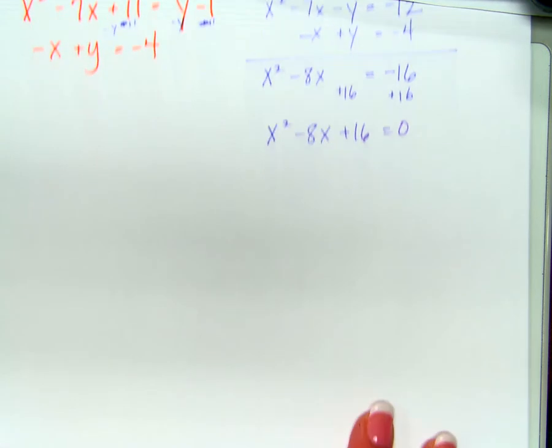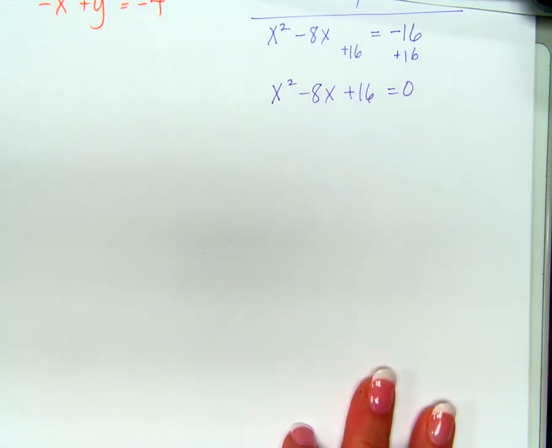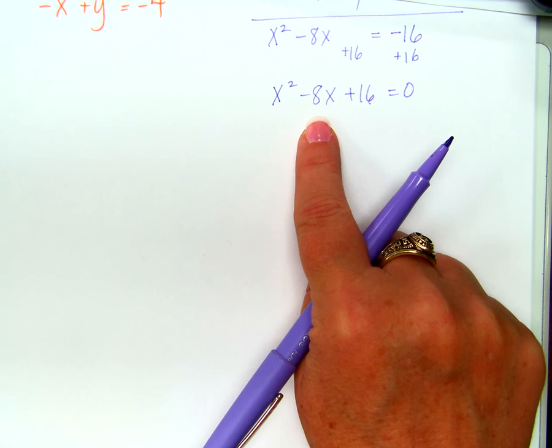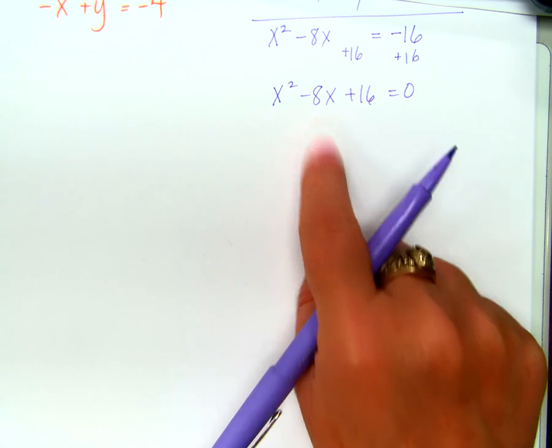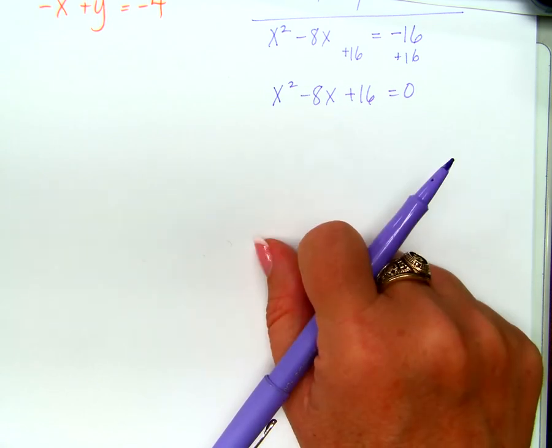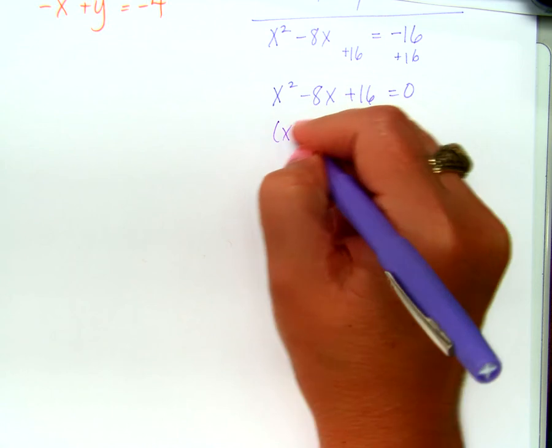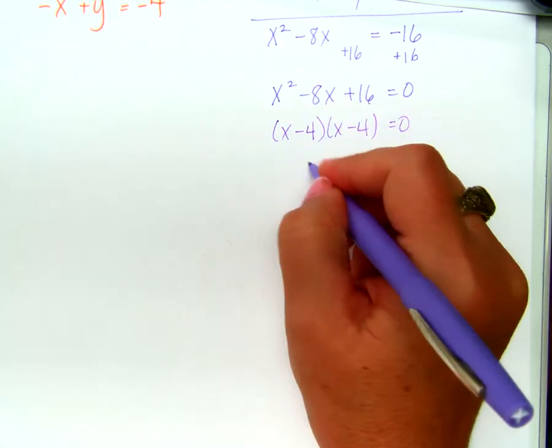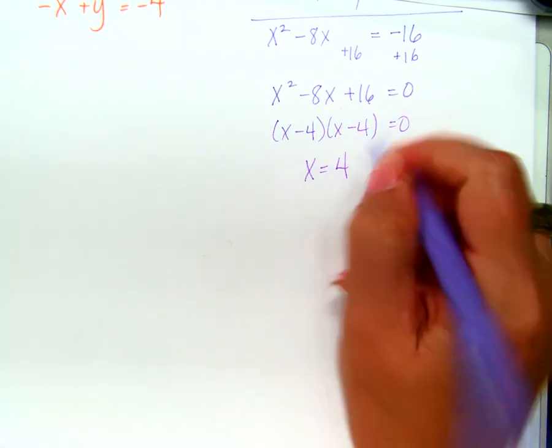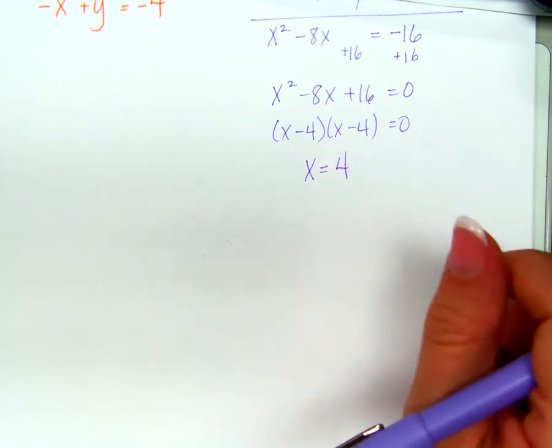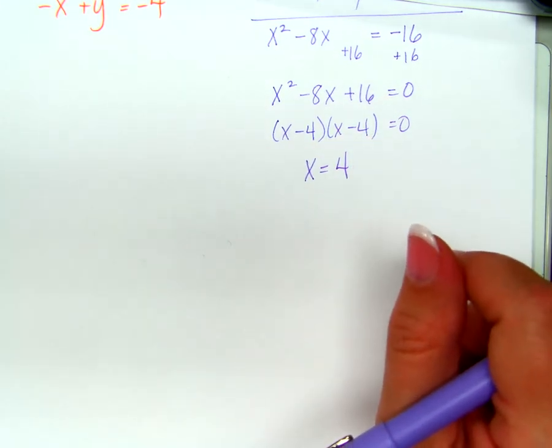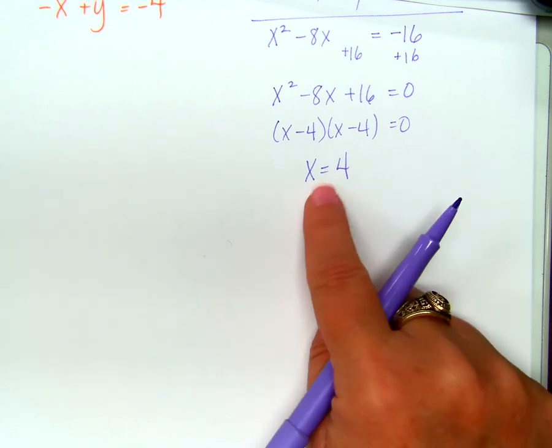How do I want to try to solve that? Factor? What multiplies to be 16 and adds to be negative 8? Ooh, that's nice. X minus 4 and x minus 4. So what's x equal? 4. Both times, right? Okay. So how many points of intersection do I have here? Just one, right? I only have one x value.